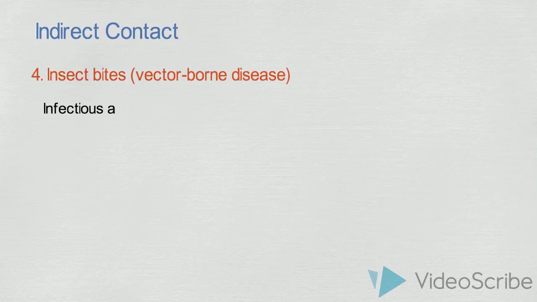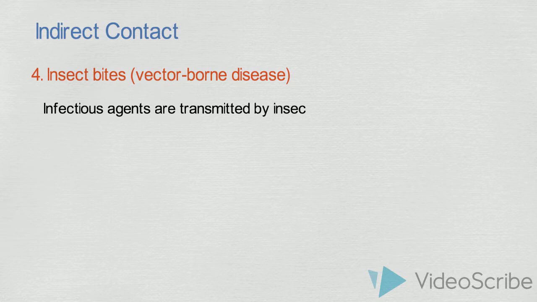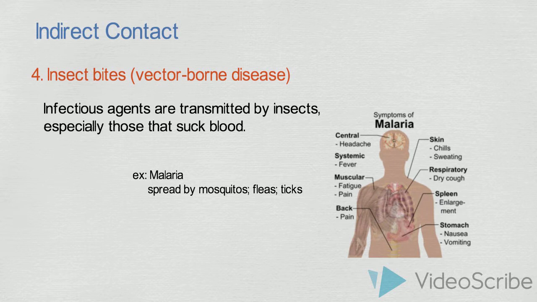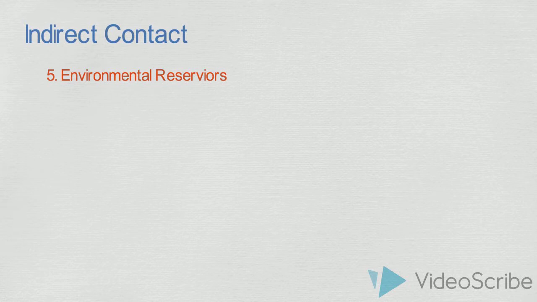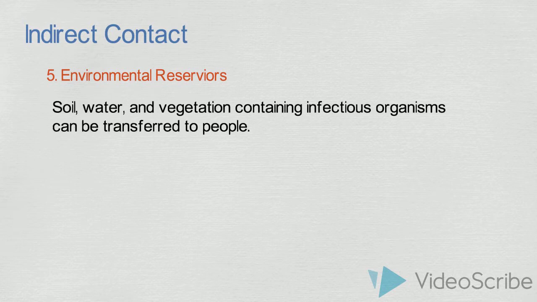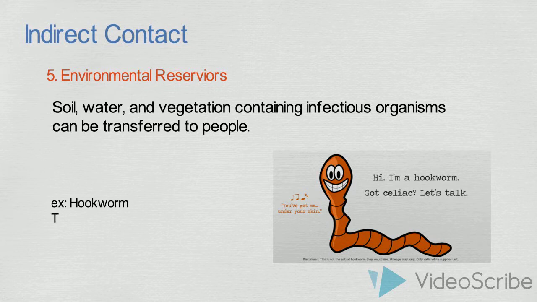Some zoonotic infectious agents are transmitted by insects, especially those that feed on blood. These include mosquitoes, fleas, and ticks. For example, malaria can be transmitted this way. Soil, water, and vegetation containing infectious organisms can also transfer to people. Hookworm, for example, is transmitted through contaminated soil.